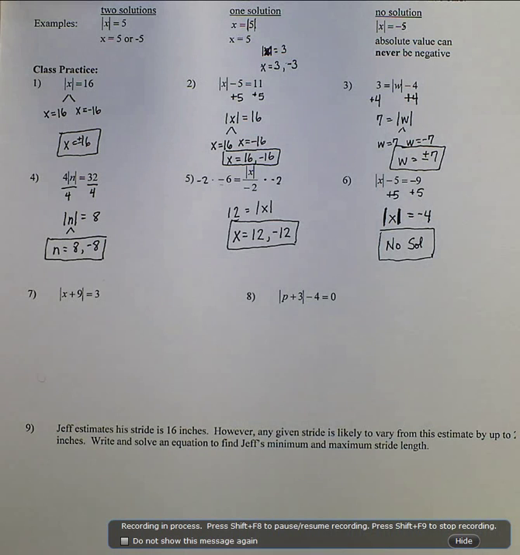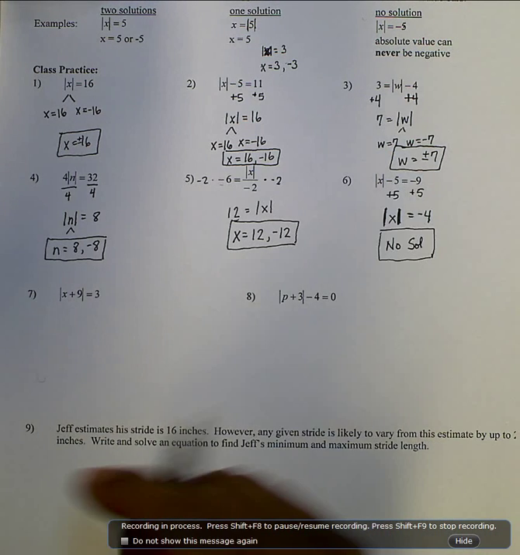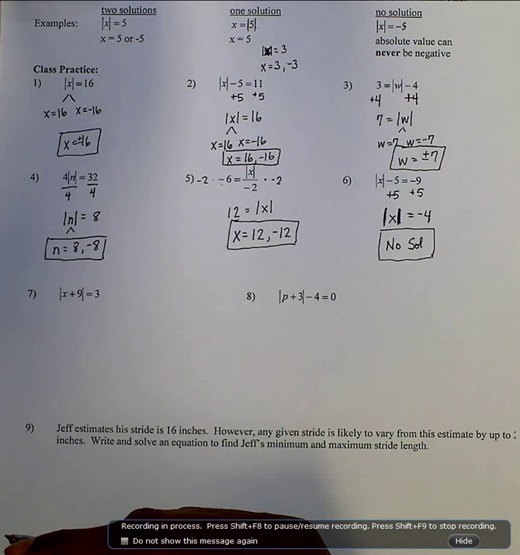Alright, so those are pretty simple. We got the variable or the absolute value bracket by itself and then split it to a positive and negative answer. That doesn't always happen. Sometimes there is an expression inside of the absolute value bracket. So let's look at those problems. Here we have the absolute value of x plus 9 equals 3.